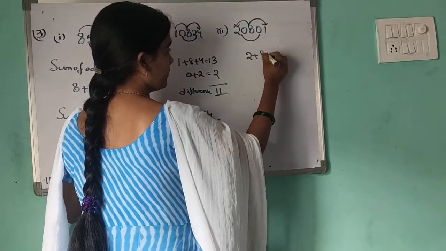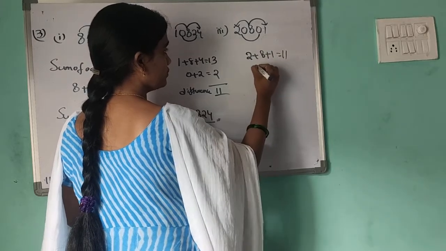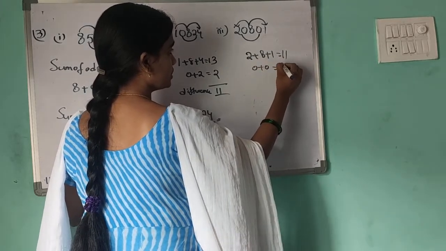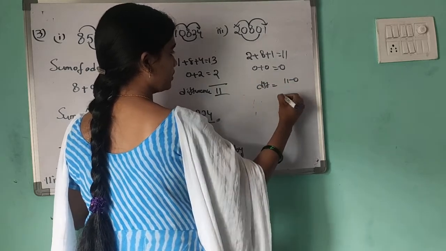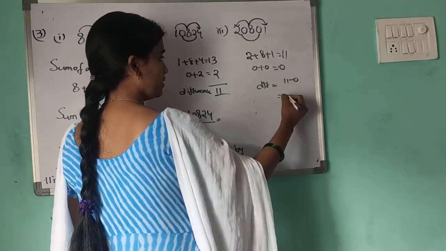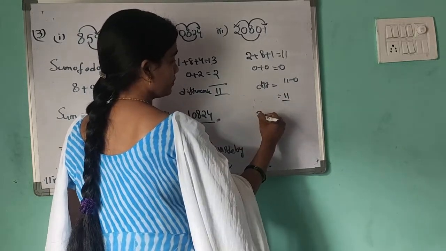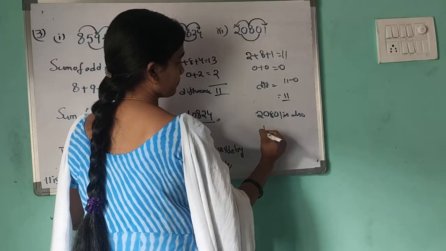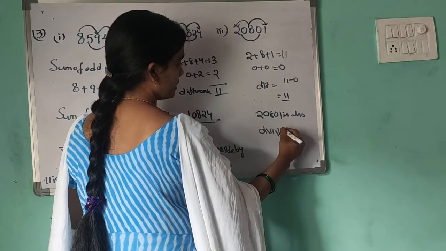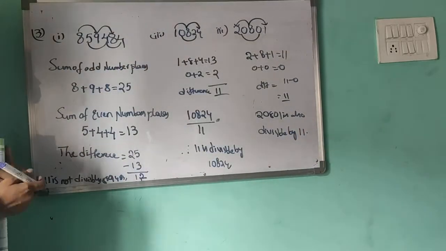2 plus 8 plus 1 equal to 11. 0 plus 0 equal to 0. Difference: 11 minus 0 is 11. We get the answer 11, which is divisible by 11. So 2080 is also divisible by 11.